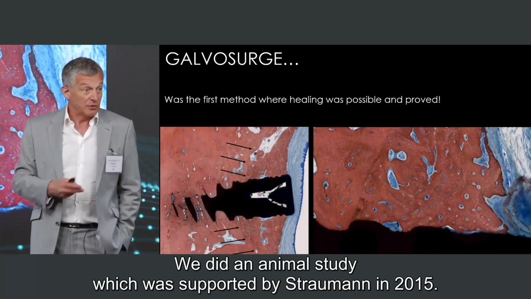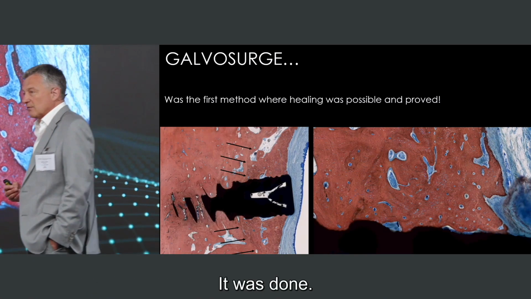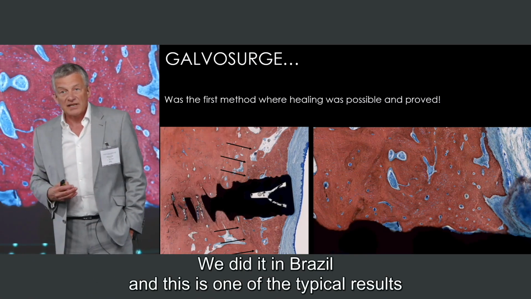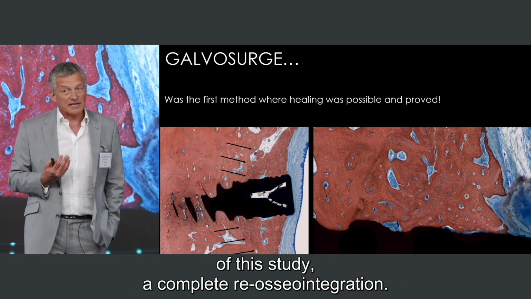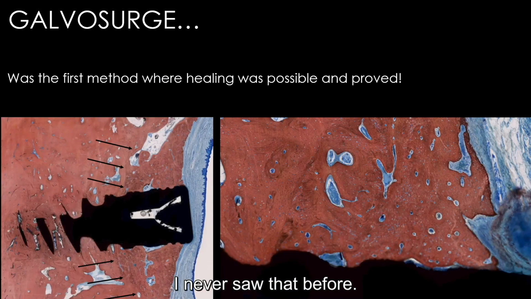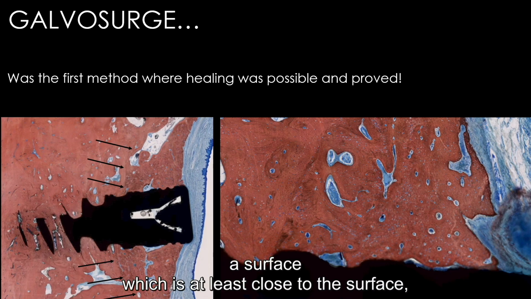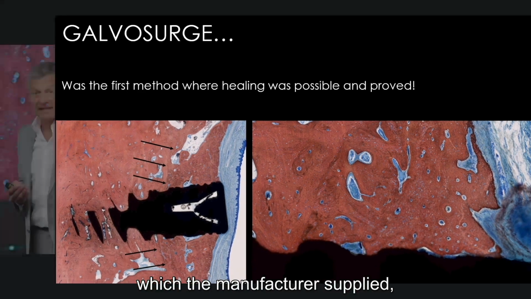We did an animal study, which was supported by Straumann, by the way. 2015, it was done. We did it in Brazil. And this is one of the typical results of this study, a complete reosseointegration. I never saw that before. Obviously, this technique succeeds in providing a surface which is at least close to the surface which the manufacturer supplied.